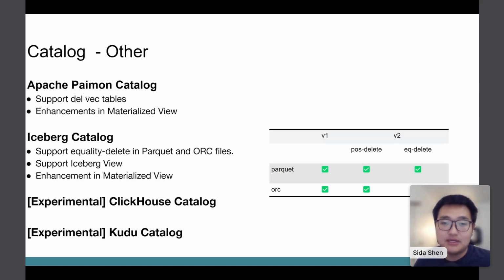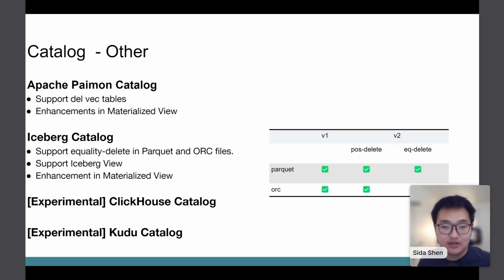And other catalogs: the Apache Paimon catalog. Now we support delete vector tables, which is basically our primary key table, but in Paimon. It's for real-time analytics, so you can do real-time ingestion without affecting query performance. It works differently than merge on read, where query performance can be affected when you have a lot of updates. There are also enhancements in materialized views, which we're going to talk about later.